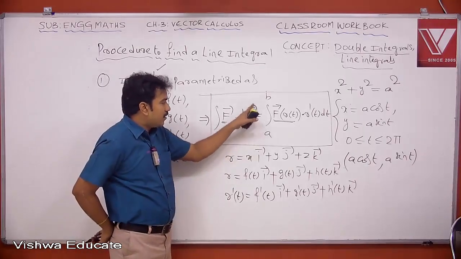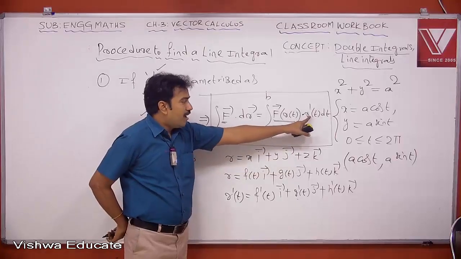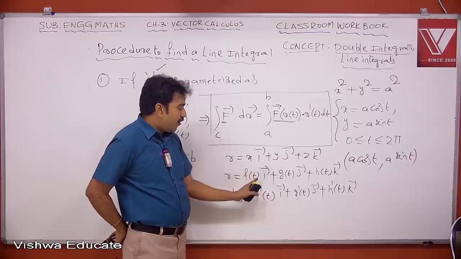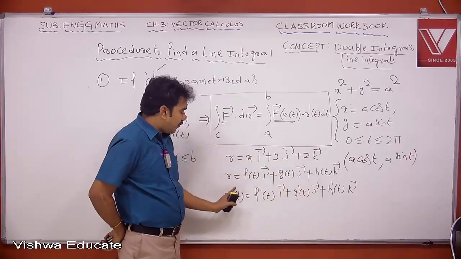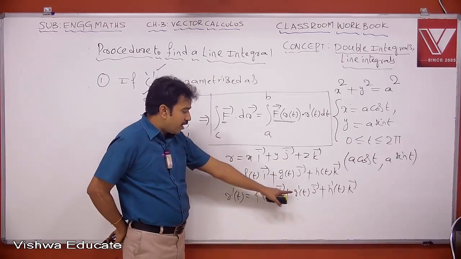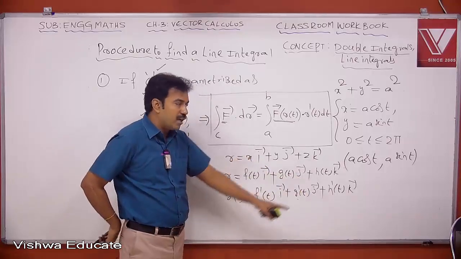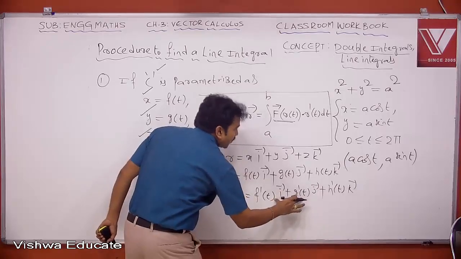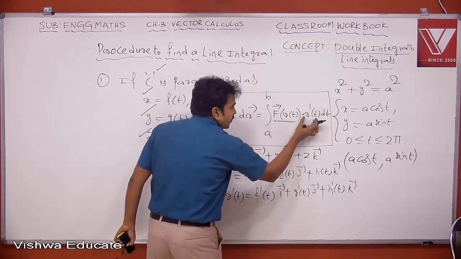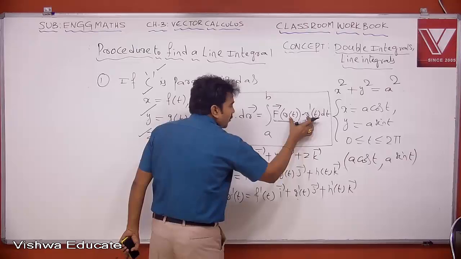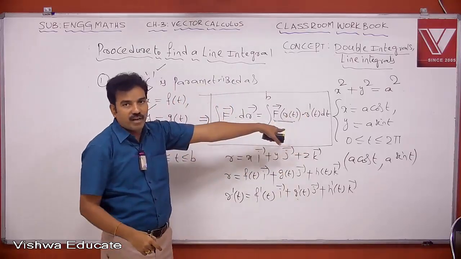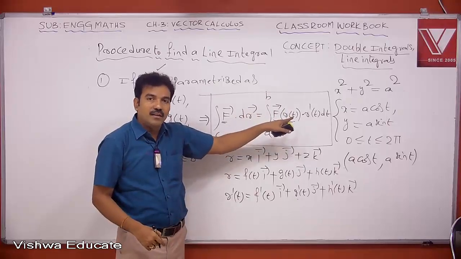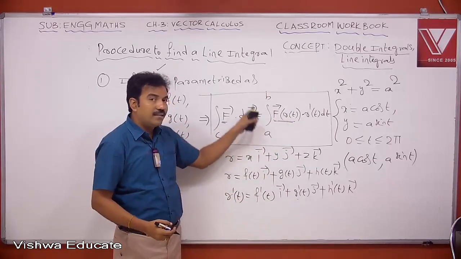And here dr bar means differentiation. So r dash of t means express r in terms of functions of t, f of t, g of t, and h of t. Differentiate, you will get f dash of t i bar plus g dash of t j bar plus h dash of t k bar. So this is a vector in terms of t. This is also a vector in terms of t. Apply dot product and you get a scalar expression in terms of variable t. And then apply normal integration followed by the limits a and b.